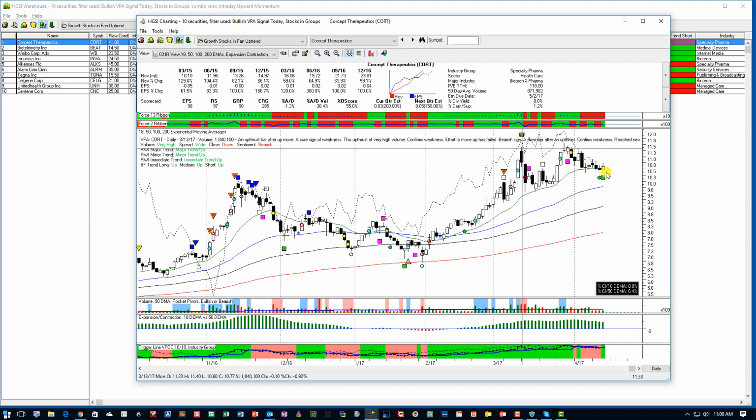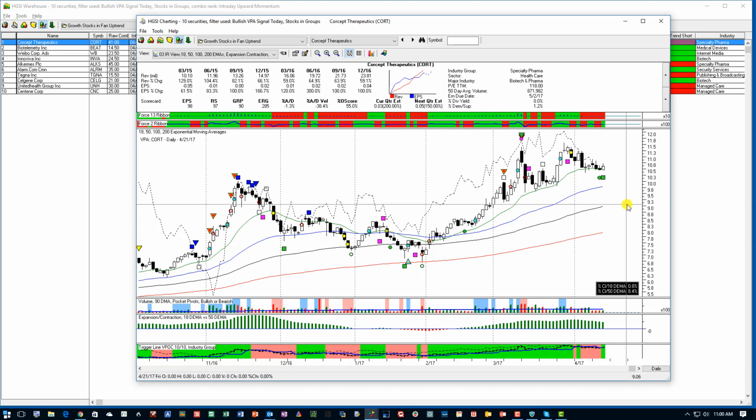One thing I want to point out again is even though this fan is in place, the group has been going down. I put a lot of emphasis on the group line. Now what are we seeing here? We are seeing a couple of VPA flags back to back. If you look over here, you'll see no supply, a sign of strength on the prior day, and then on Thursday, strength seen returning after a downtrend. It's holding the 18-period exponential moving average.